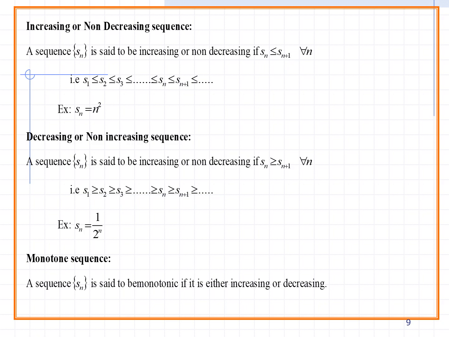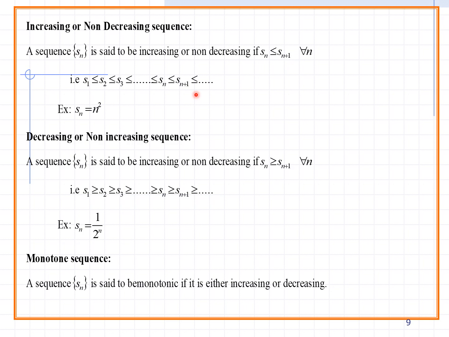So let us see the increasing or non-decreasing sequence. Non-decreasing means it is not decreasing. Once it is not decreasing, automatically it is an increasing sequence. A sequence Sn is said to be increasing or non-decreasing if Sn is less than or equal to Sn plus 1 for all n. So simply we can say it is an increasing sequence. How can we say it is increasing? 1, 2, 3: 1 plus 1 is 2, 1 plus 2 is 3. Automatically it is increasing.